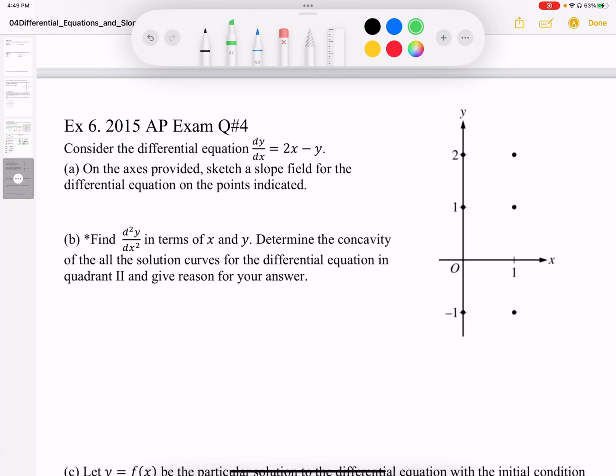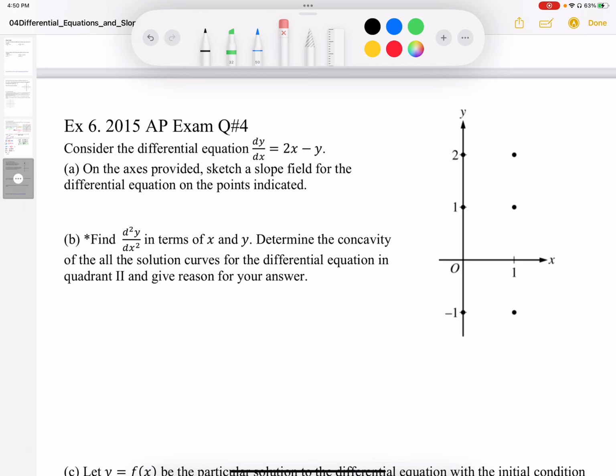So part A of this question asks, on the axes provided, sketch a slope field for the differential equation on the points indicated. So to do the slope field, we're going to take the coordinates and plug them into the differential equation. We'll start with the top left. So x is 0, y is 2. When x is 0, y is 2, we get a slope of negative 2. So I'm going to draw in a negative 2 slope segment there.